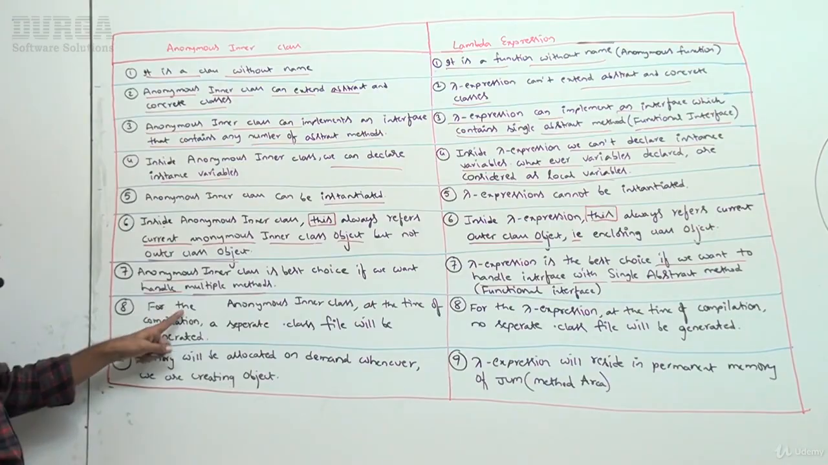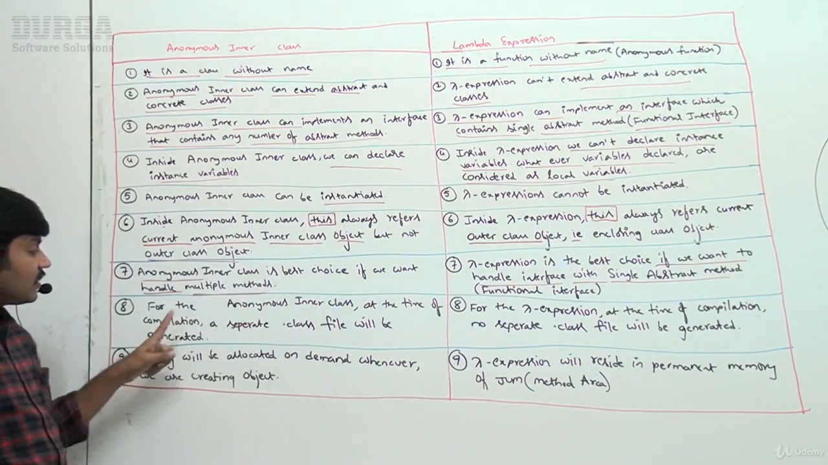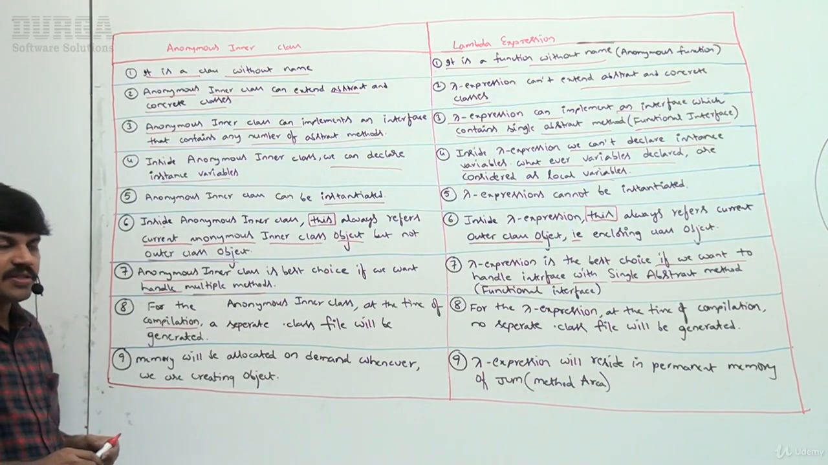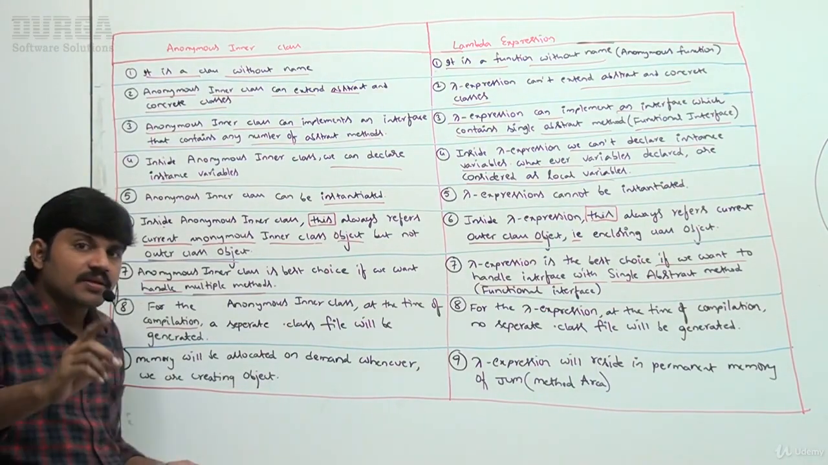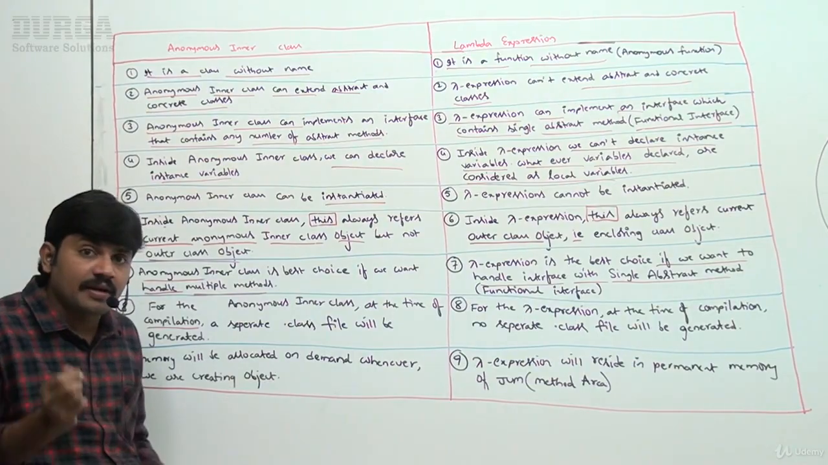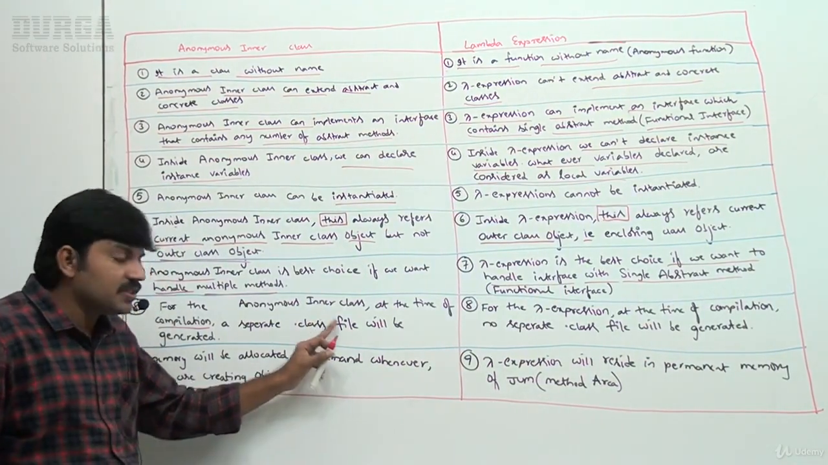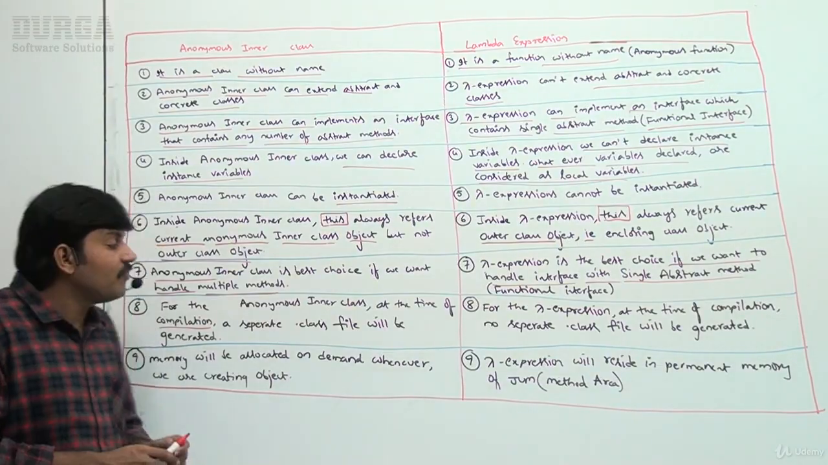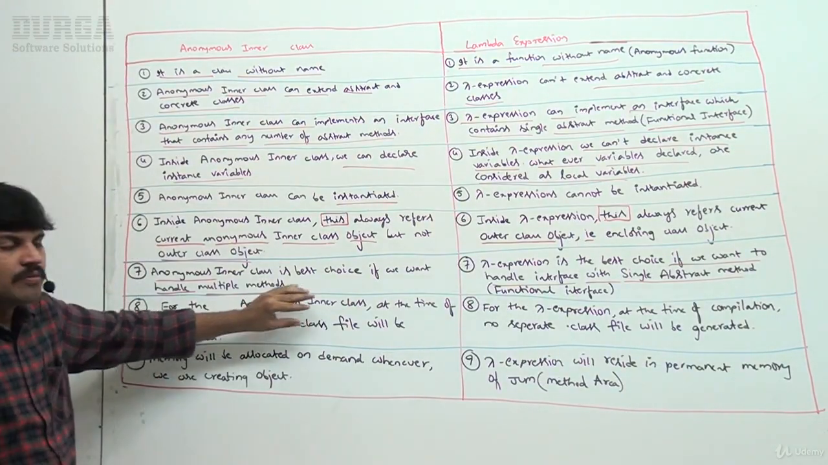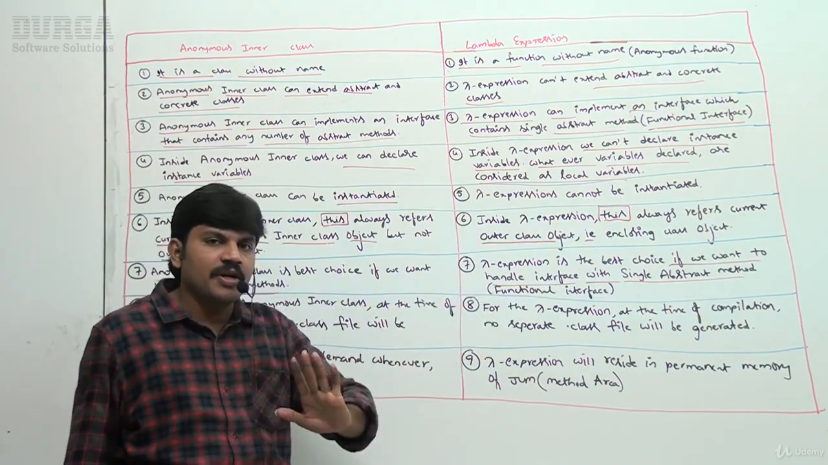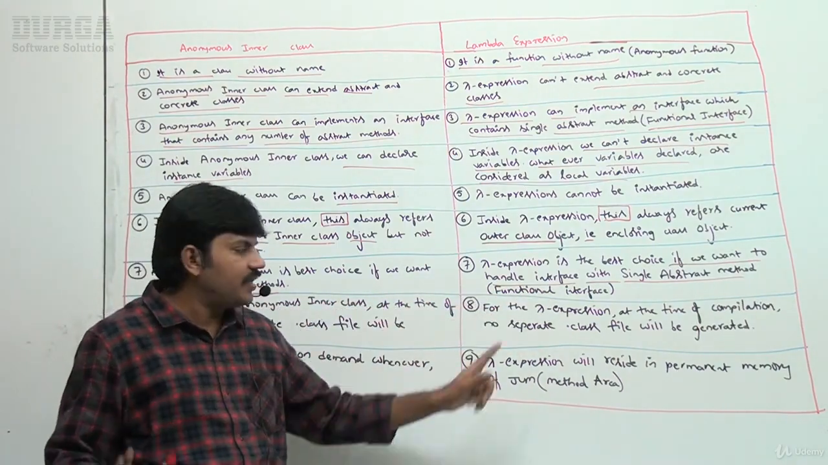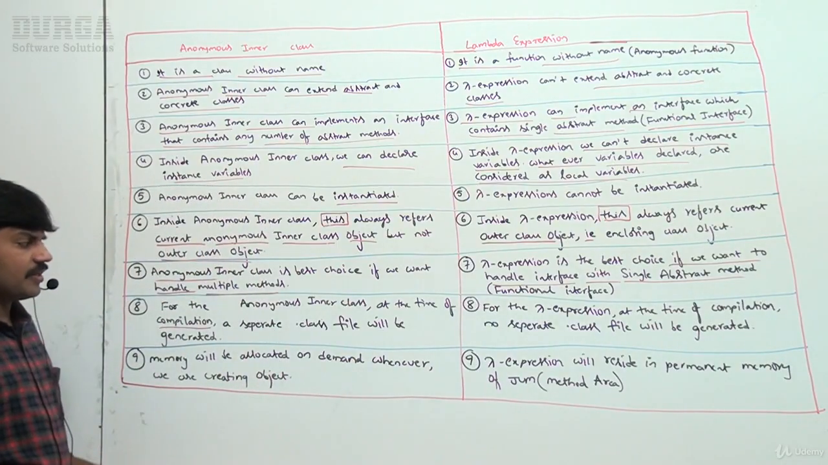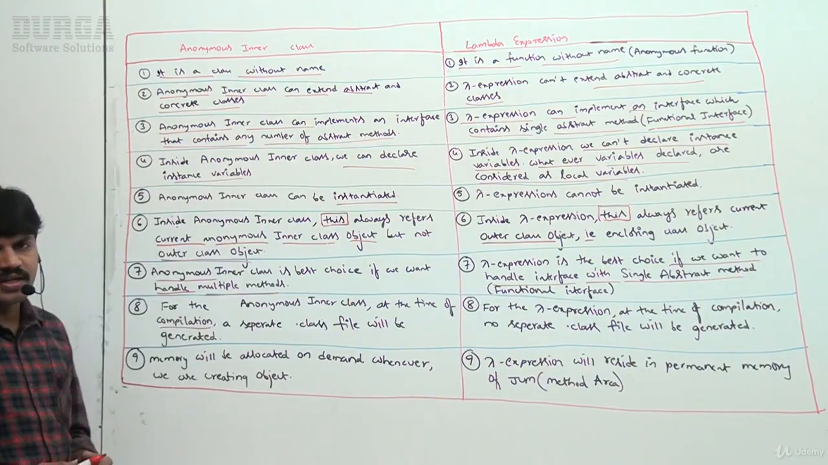Next, for the anonymous inner class, at the time of compilation, for every class a separate .class file will be generated, even for the anonymous inner class. Separate .class file will be generated internally, but for the lambda expression, a separate .class file won't be generated. Have you observed, right?